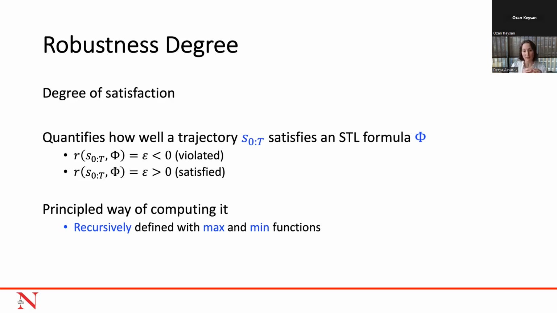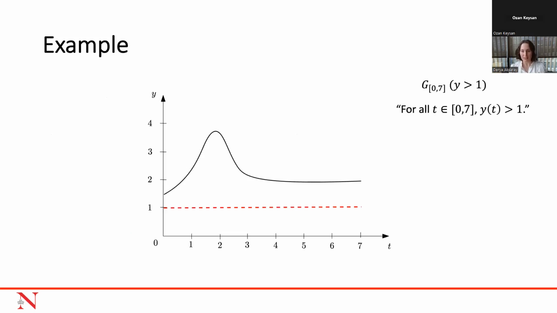But if it's a large positive number, it means that under a disturbance, it's less likely to violate the specification, so it will continue to be a satisfaction. Or if it's a very large negative value, it means that it's very hard to fix that constraint, so it really strongly violates the specification. So in a way, you can quantify this degree of satisfaction. And the way it's computed is through min and max functions. So recursively, you use min and max functions.